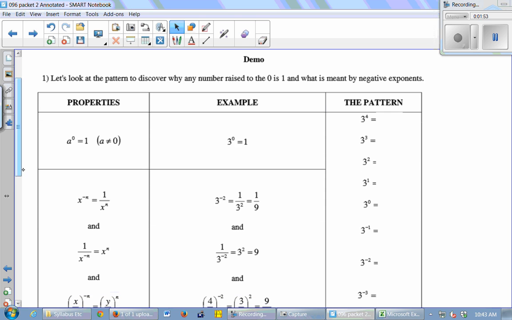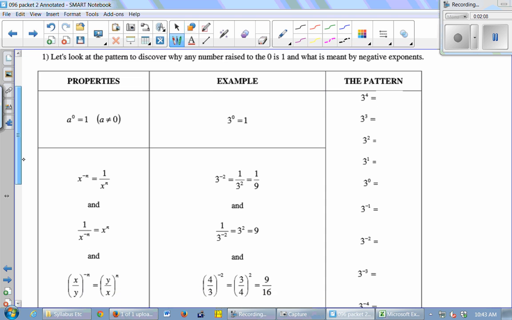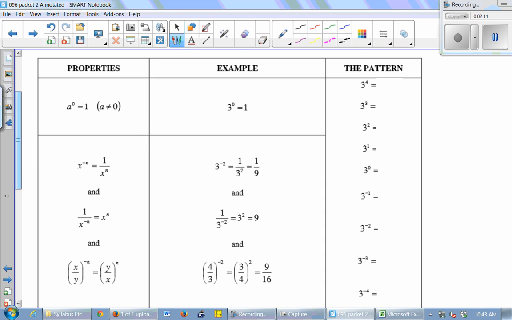All right, so let's look at a pattern and try to discover why. I told you this last class, but I didn't give you a good reason: anything you raise to the 0 power, the answer is 1. So let's look at the pattern. 3 to the 4th, what does that mean? 3 times 3 times 3 times 3, which turns out to be 81. 3 cubed, 3 times 3 times 3, is 27. 3 squared is 3 times 3, which is 9. 3 to the 1st is just one 3, which is 3.